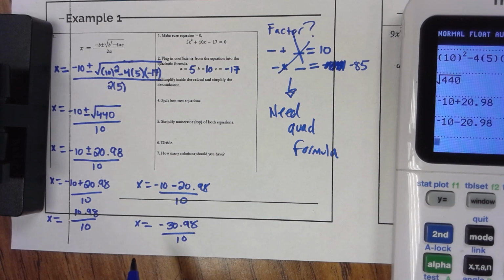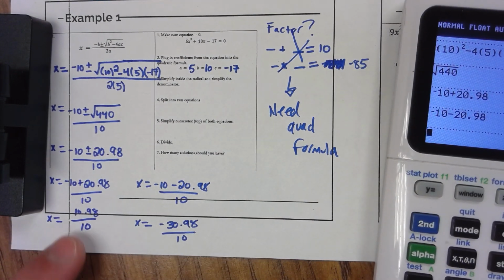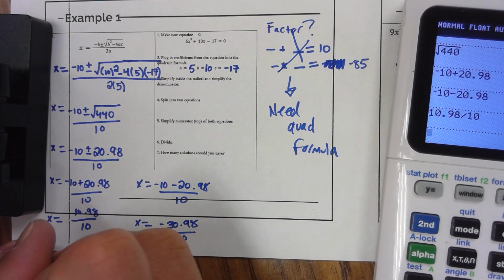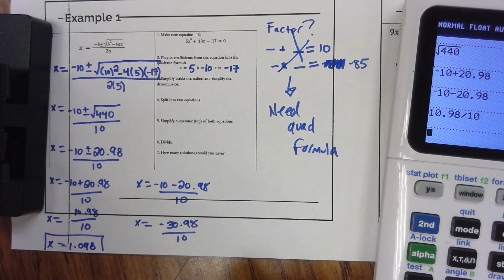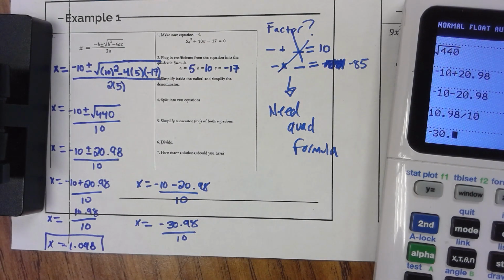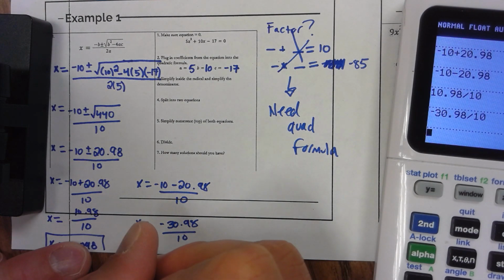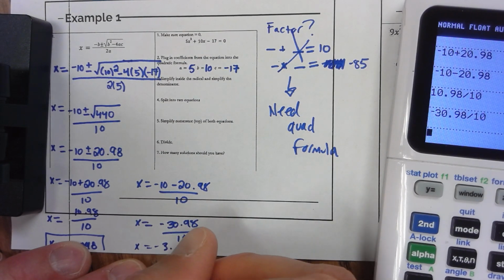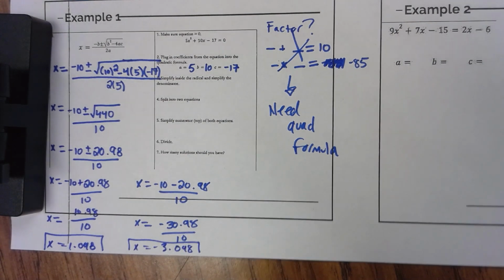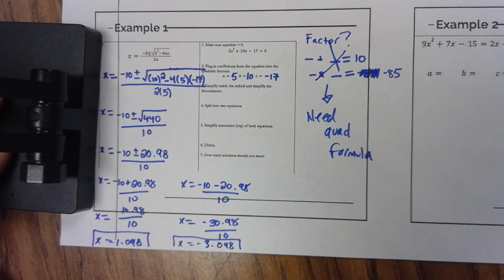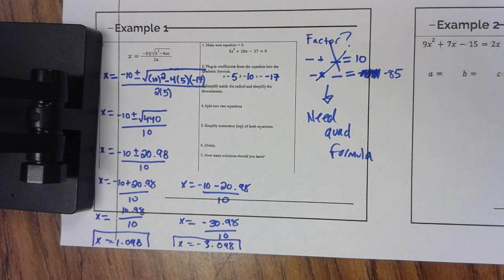Last thing, we'll divide by 10. So 10.98 divided by 10 gives me 1.098. And then negative 30.98 divided by 10 gives me negative 3.098. All right, and we get our 2 solutions there. And with every quadratic, we're basically shooting for 2 solutions.